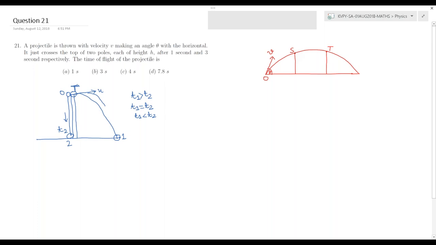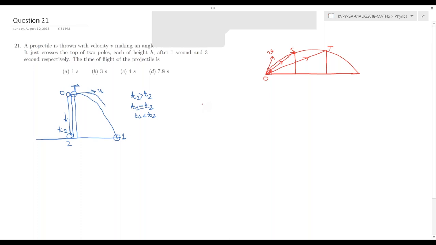So that means the time taken to travel from O to S is 1 second. If I join these two points, sorry to take time to draw this one. So this is one vector, and then there is another vector, this one. So what we are defining is that TST is the time to travel from S to T.